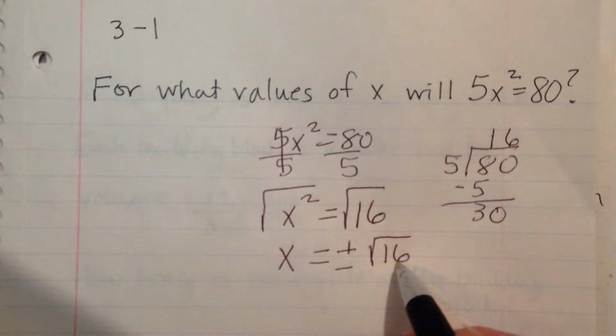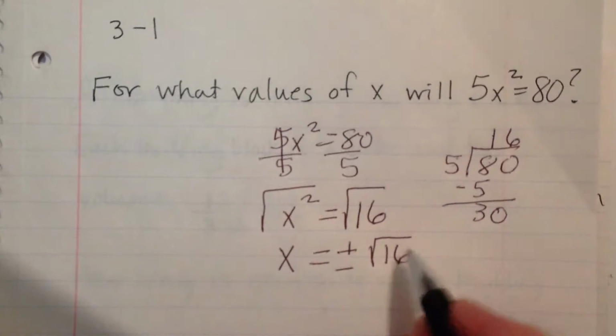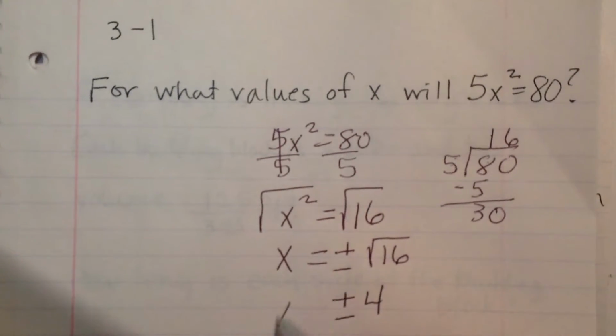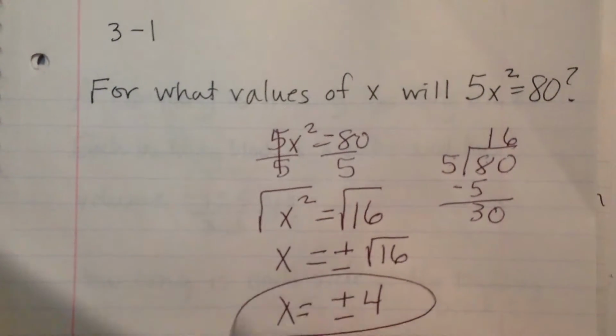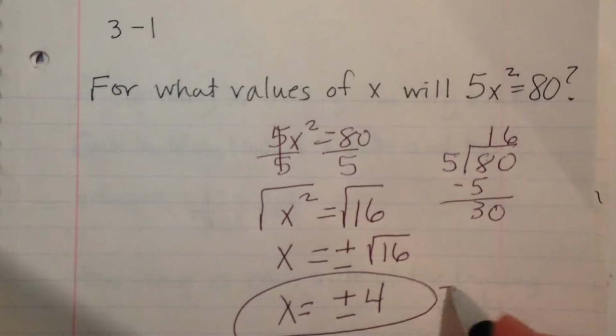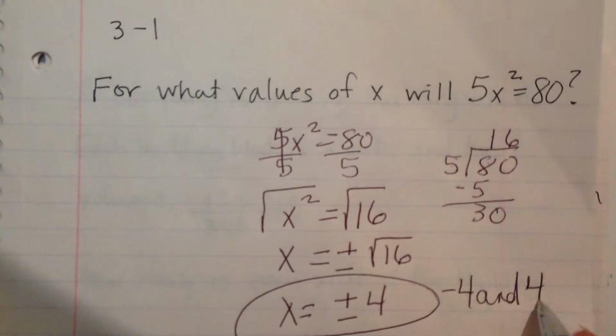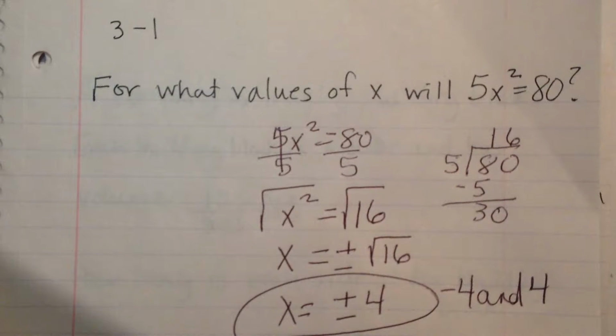If you punch in your calculator, the square root of 16 gives you 4. So you have plus or minus 4. So x equals positive 4 and negative 4. Both of these answers are correct. And you could check it.